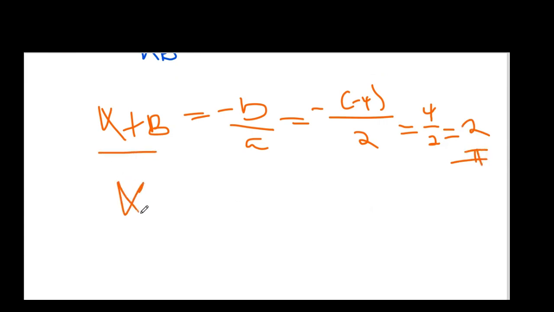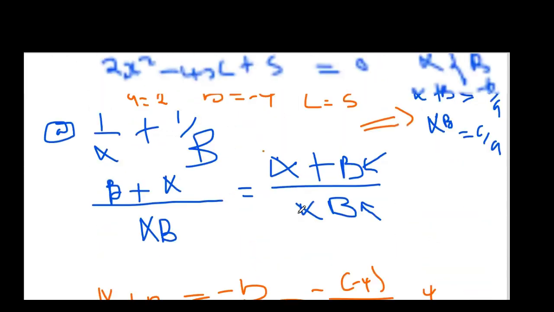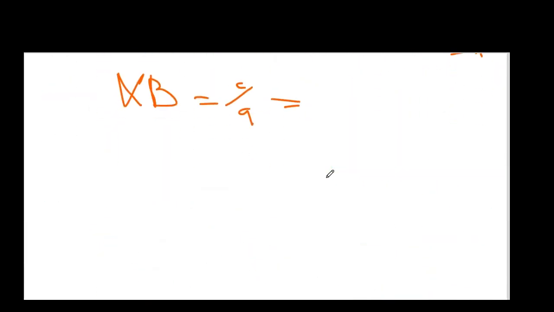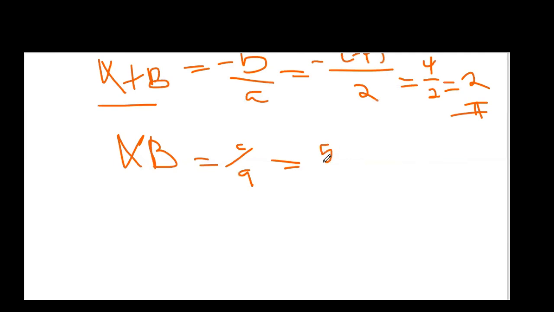Then what is the product of these roots? The product of these roots will just be C over A, which is equal to 5 over 2, since our C was 5. We can simplify this further. So it means alpha multiplied by beta is just 5 over 2.